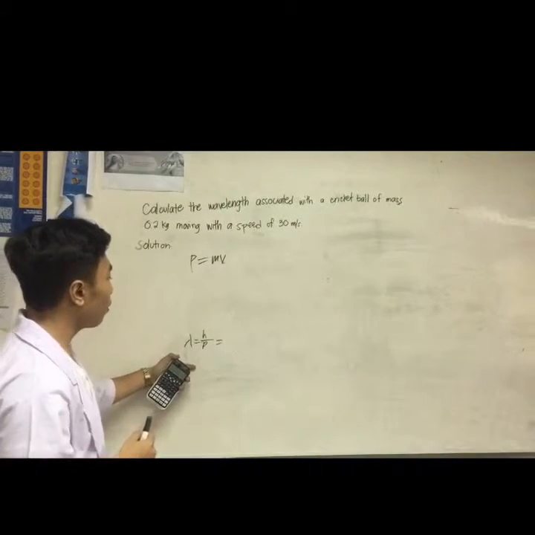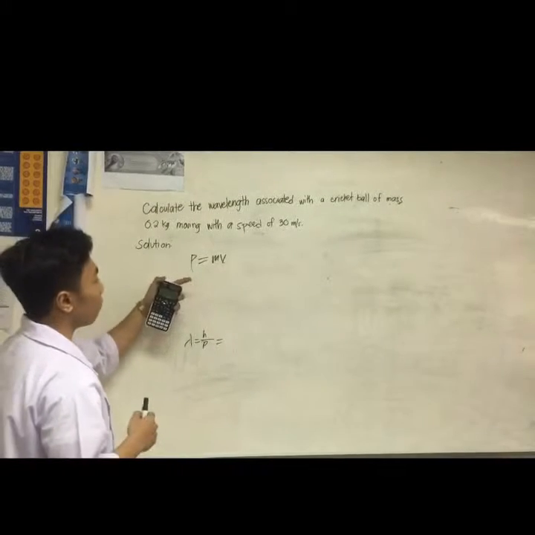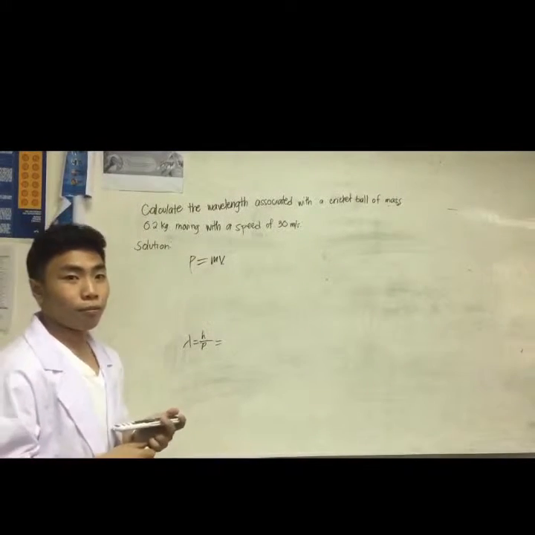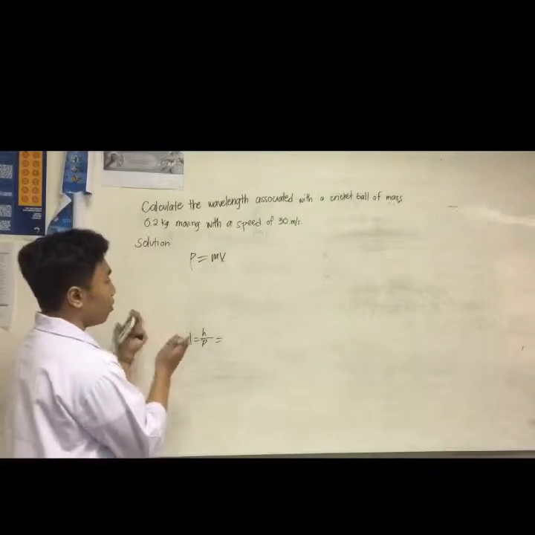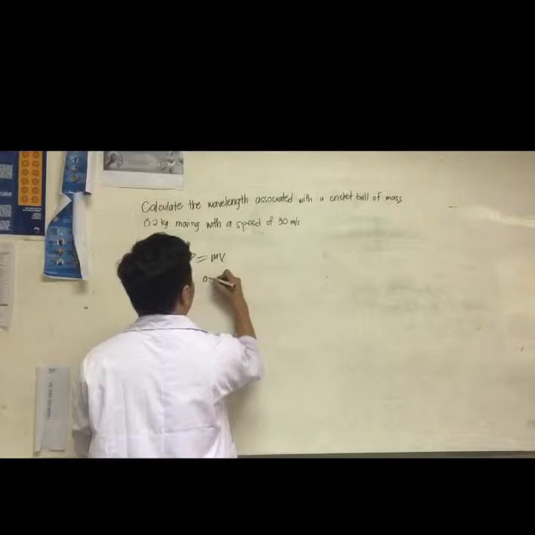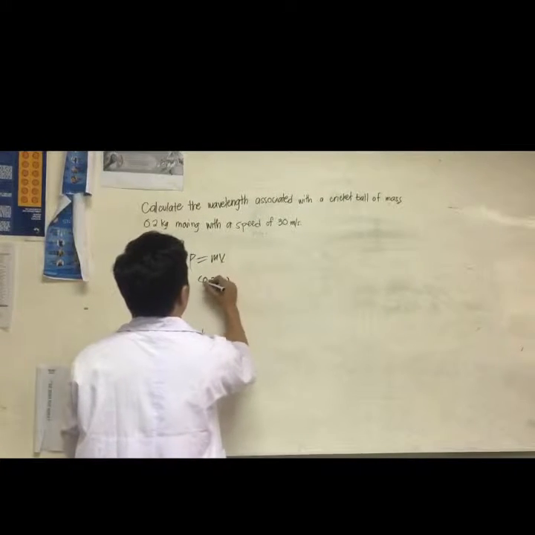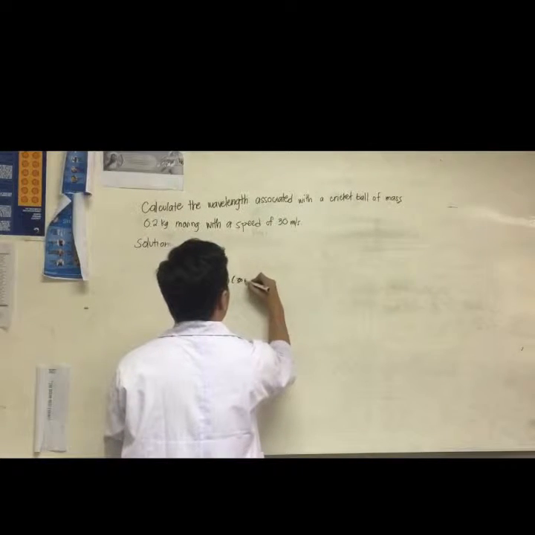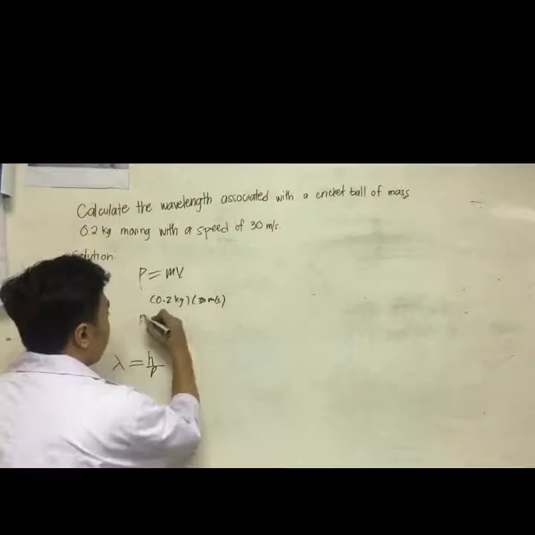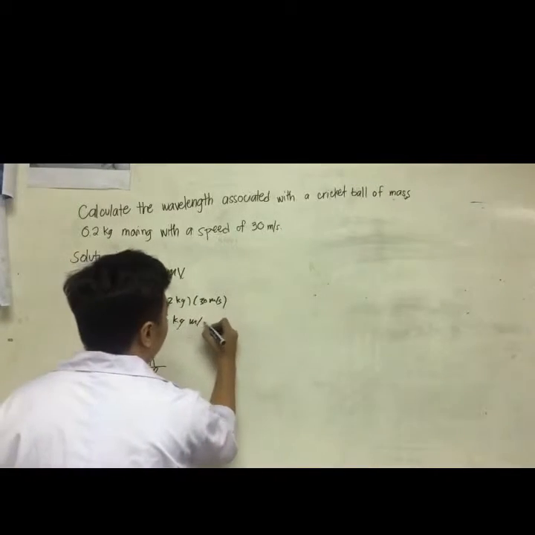First, we're going to get the particle momentum. The particle momentum is equal to mass times velocity. So we substitute the mass, that is 0.2 kilograms, and the velocity, that is 30 meters per second. So p is equal to 6 kilogram meters per second.